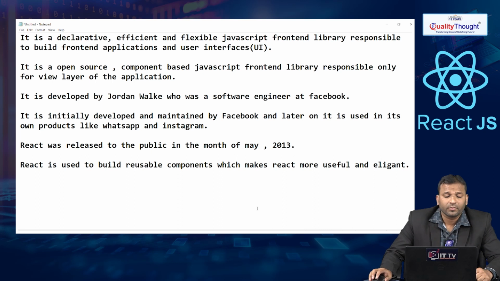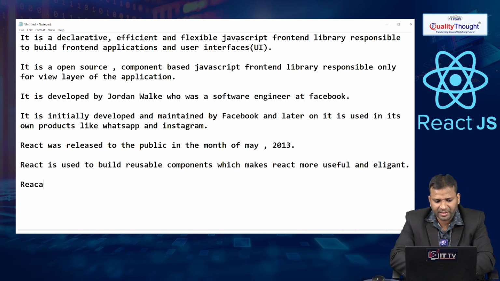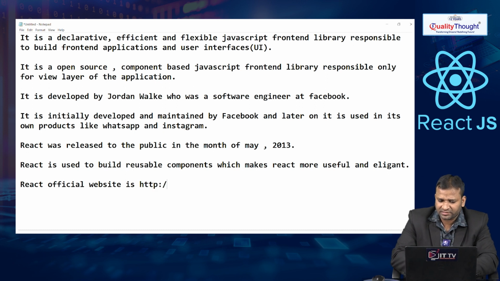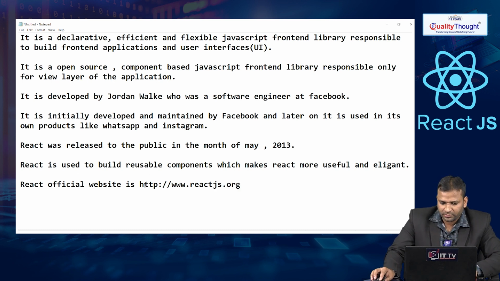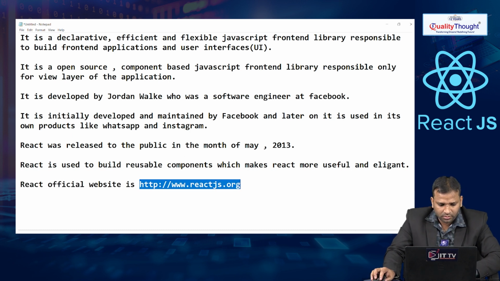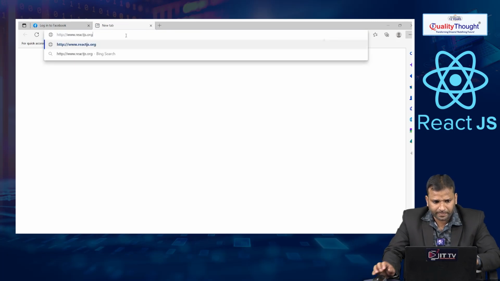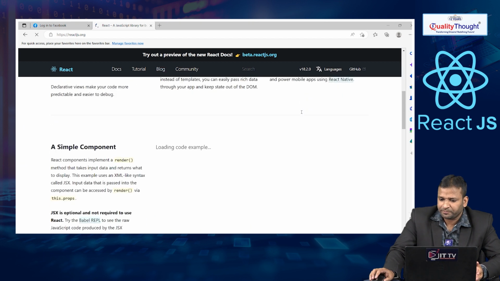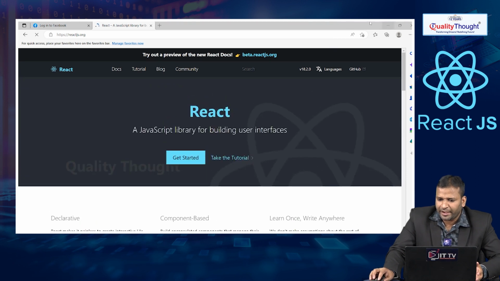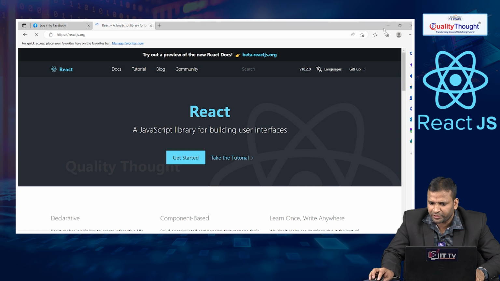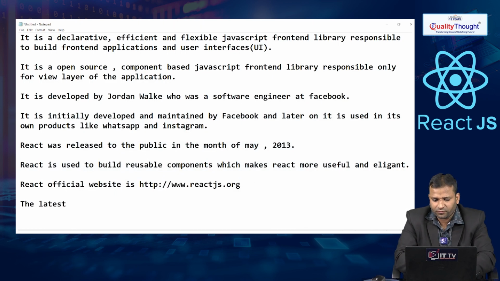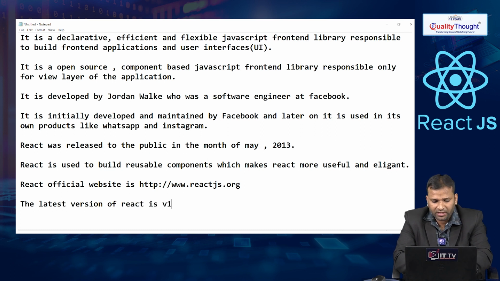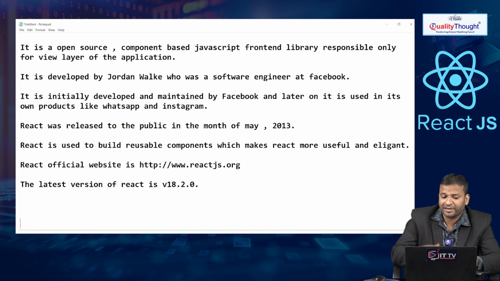And React has an official website here. The React official website is http://www.reactjs.org. This is the official website. I will show you the complete website. So you can see here, this is the React website given by Facebook. And if you see the version here, you can find the version. So let me write the latest version of React is v18.2.0. This is the current version, the latest version of React.